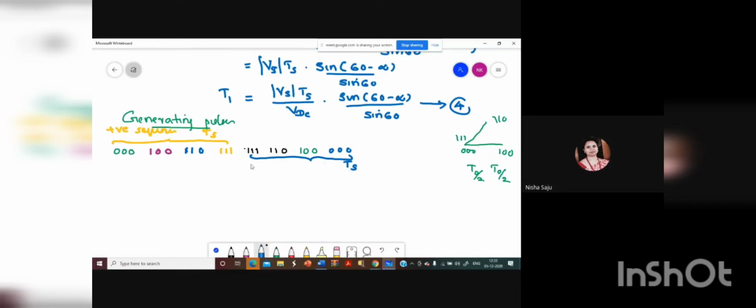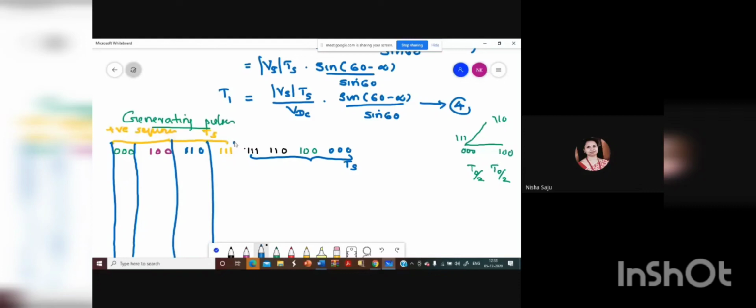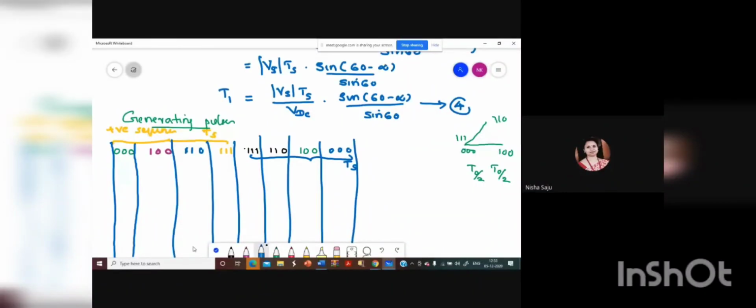Okay. Then you have to draw the waveforms corresponding to sector 1. You have to draw like this, all the first sampling and the second sampling together. Then you have to draw VA0, VB0 and VC0. So how is it possible to have VA0, VB0 and VC0 for sector 1?